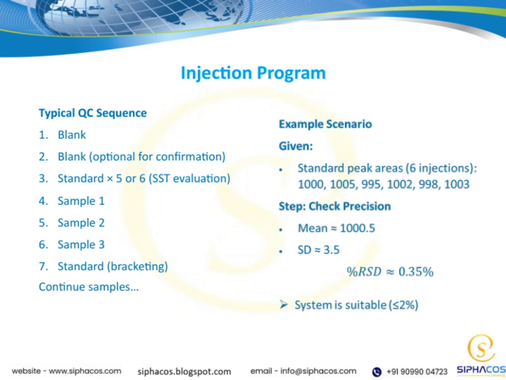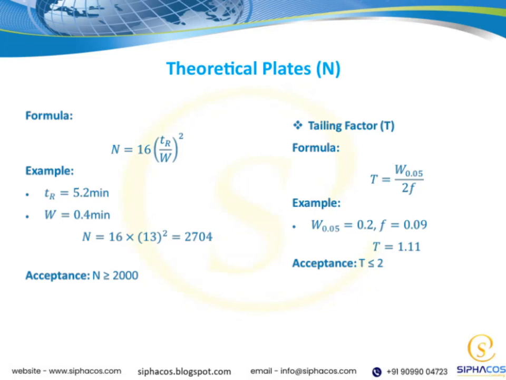By following this sequence, we ensure our data is accurate and reproducible, which is essential for high-quality results in any analytical setting. Let's take a closer look at the concept of theoretical plates, represented by the symbol N. This might sound a bit abstract at first, but it's actually a really useful way to understand how effective a separation process is. Essentially, each theoretical plate can be thought of as a hypothetical stage where the solute equilibrates between the mobile and stationary phases.